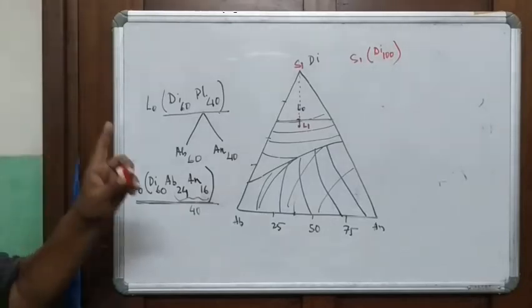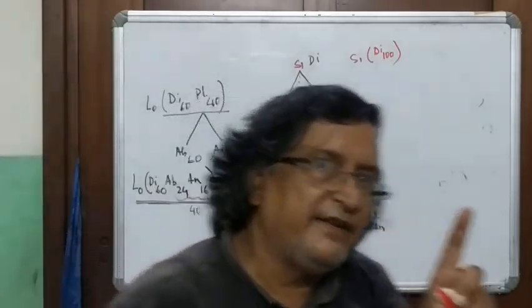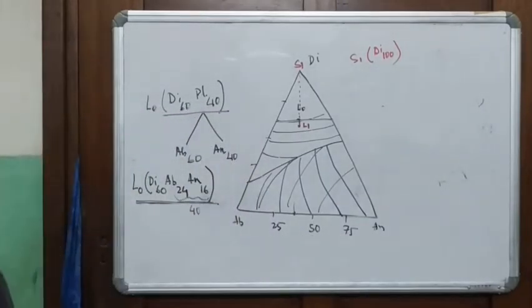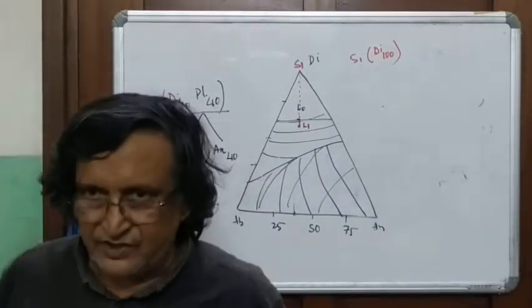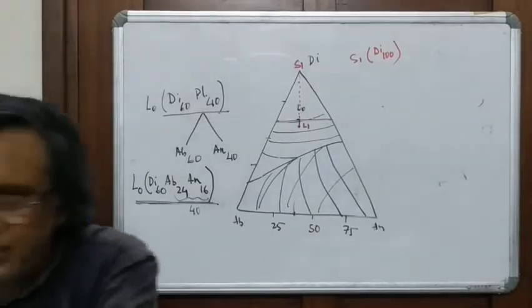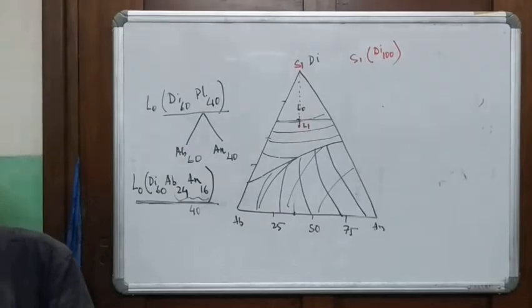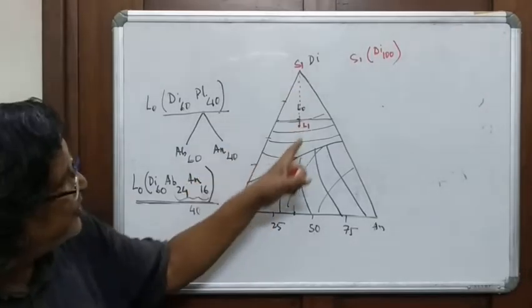The solid S1 contains only diopside. Only diopside. Diopside 100, and diopside is a pure phase. CaMgSi2O6, that's the composition of diopside. So diopside starts to crystallize.